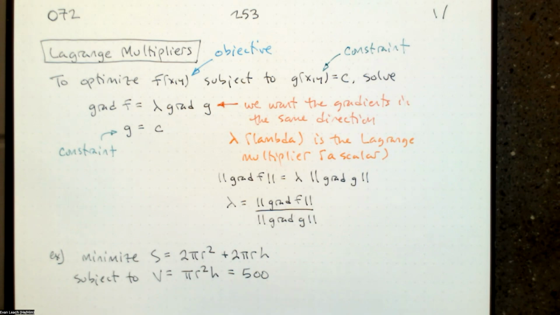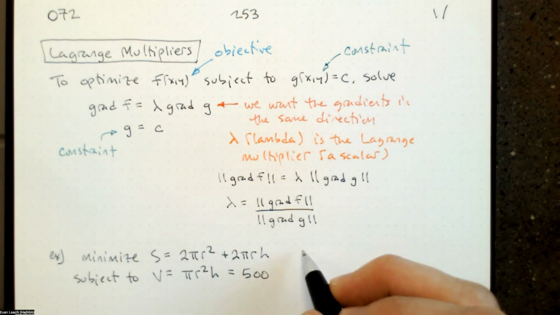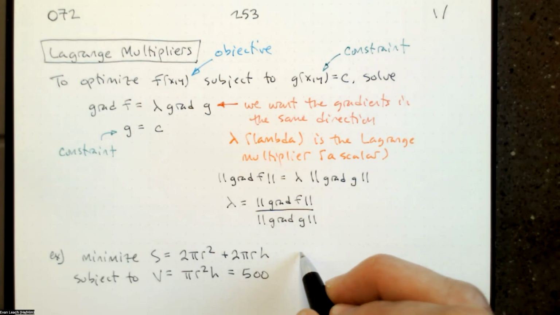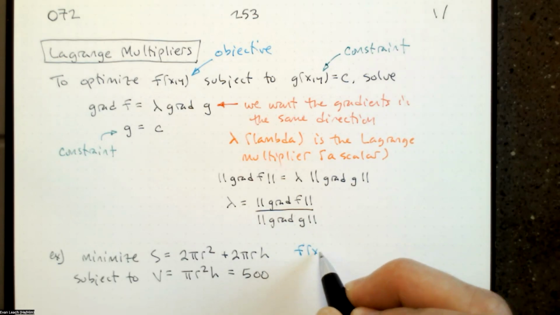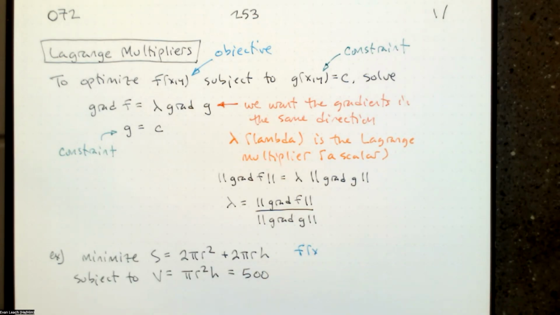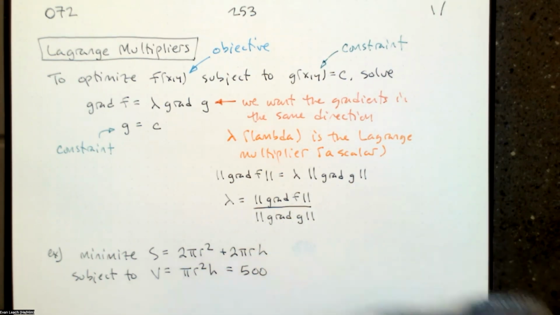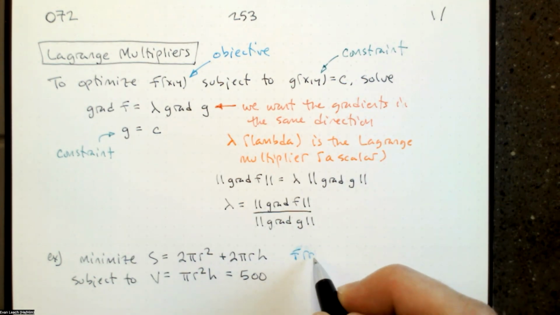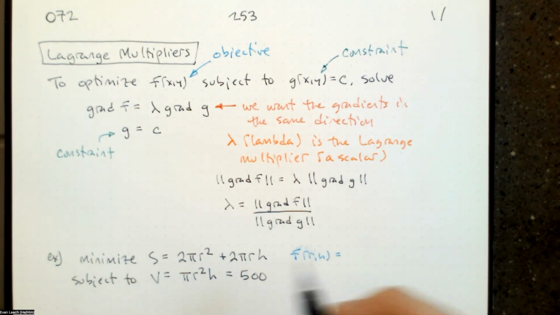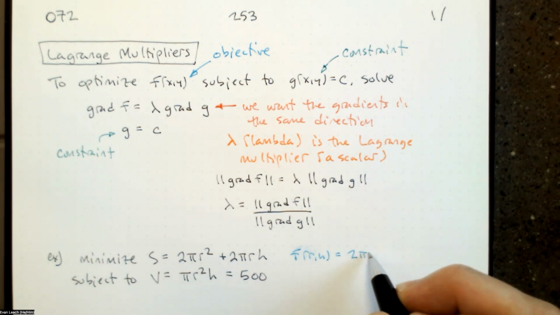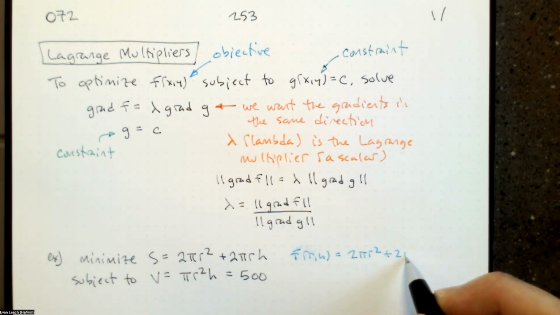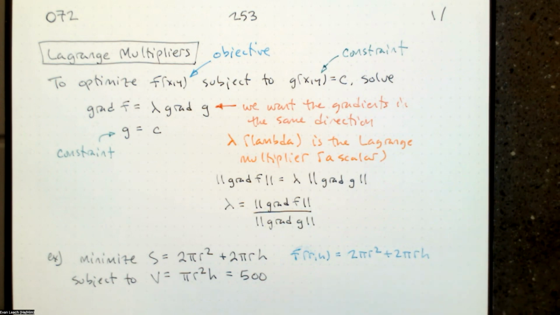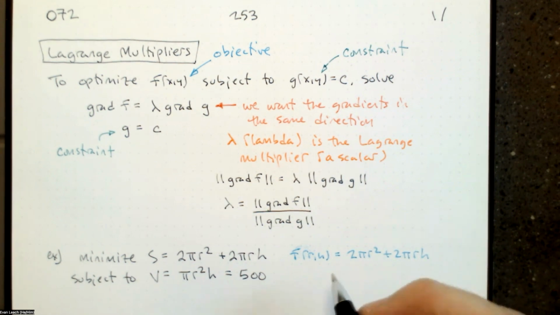So our objective function in our Lagrange multipliers, our f, is going to be a function of r and h. It is going to be 2 pi r squared plus 2 pi rh. And then our constraint function.